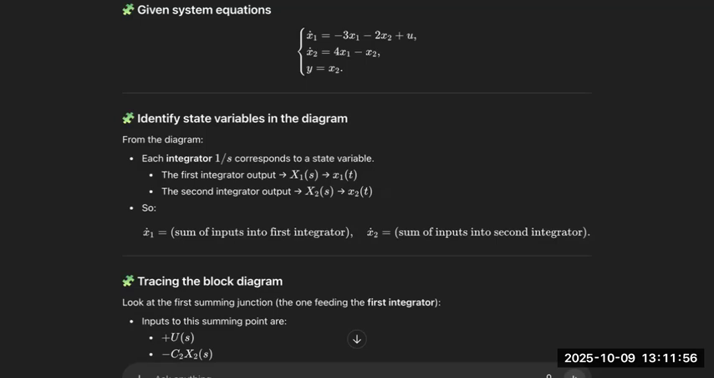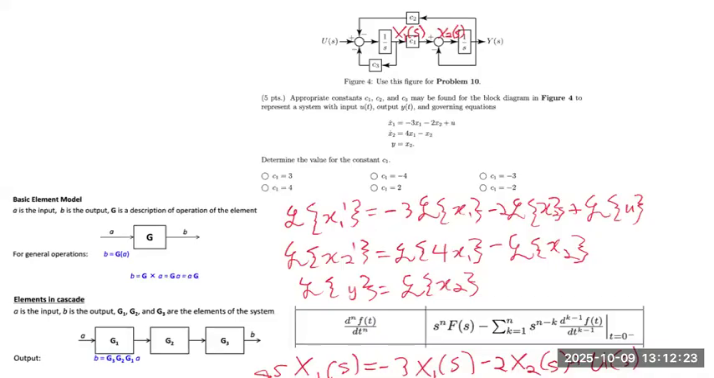And let's look at our diagram. And basically over here, this is our first integrator. This is our second integrator. So the output from the first integrator, which is 1 over s, is going to be x1 of s. So that is going to be this one over here. And the output from our second integrator is going to be x2 of s.